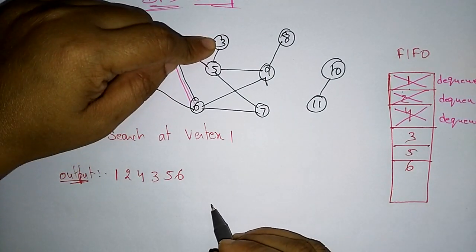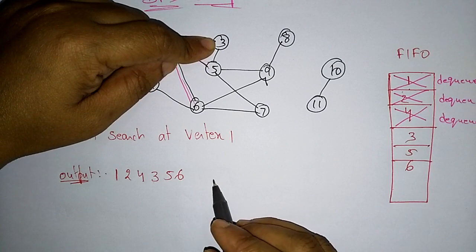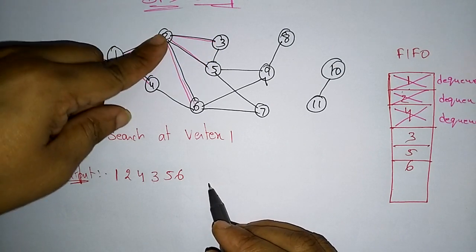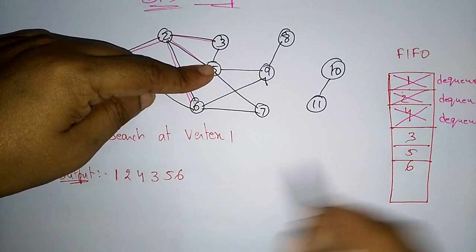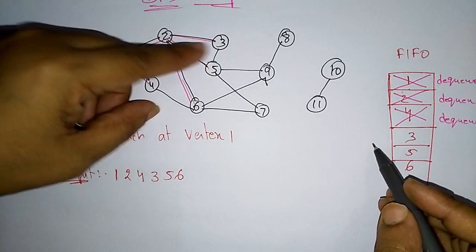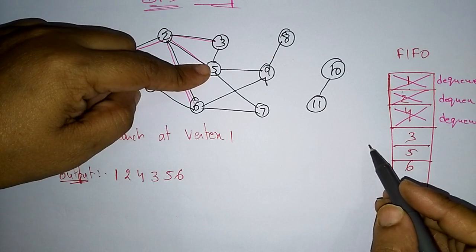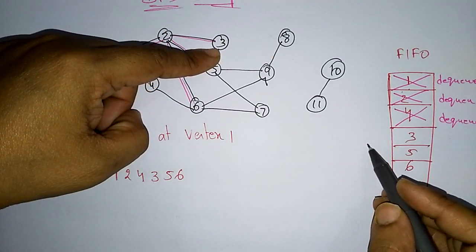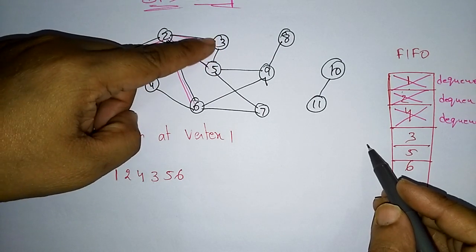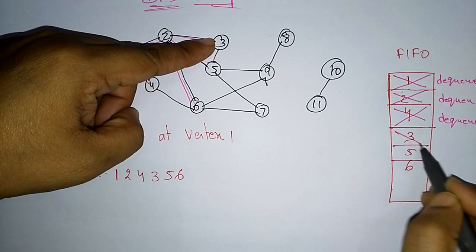Next is 3. For 3, what are the adjacent values? They are 5 and 2. The 5 and 2 are already visited. So there are no more adjacent vertices for the 3 vertex. Then just dequeue it.